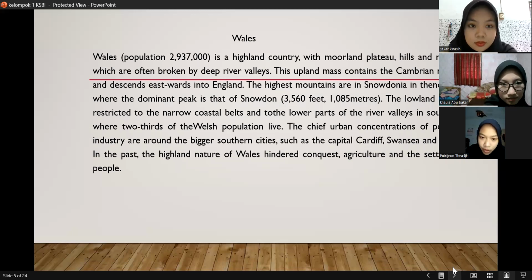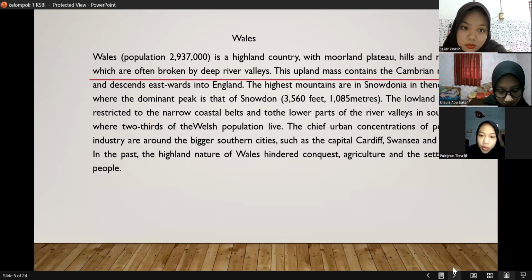Wales. Wales is a highland country with moorland plateaus, hills, and mountains which are often broken by deep river valleys. This upland contains the Cambrian Mountains and descends eastward into England. The highest mountains are in Snowdonia in the northwest, where the dominant peak is Snowdon.